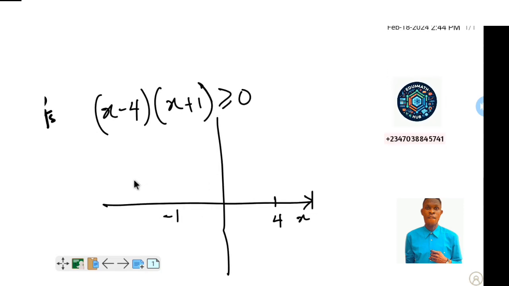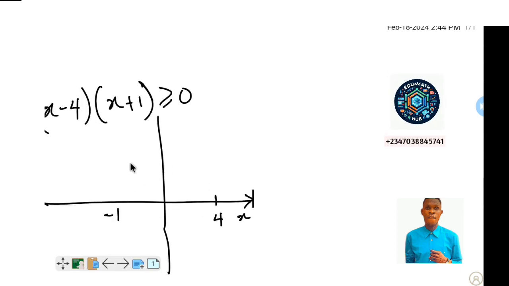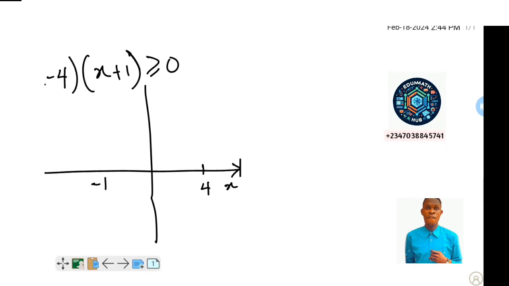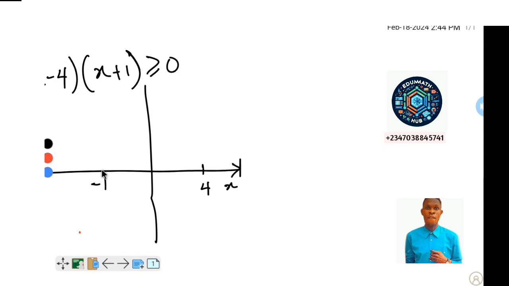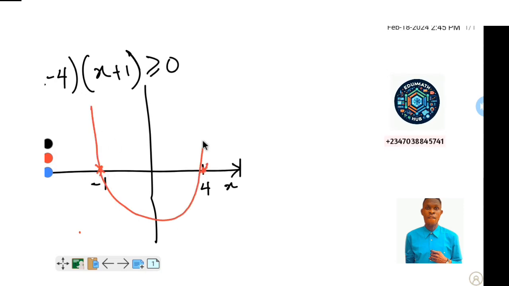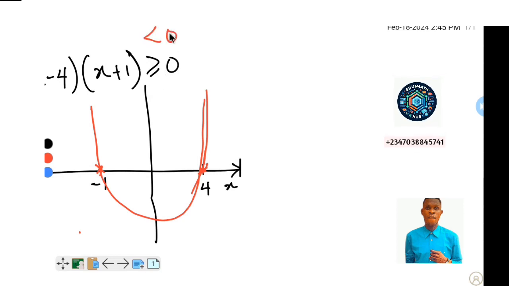Now the next thing to do is to draw a U shape. That U shape will pass through -1 and 4. So if you draw the U shape, it will look like this, going like this, passing through -1 and 4. So they are asking you greater than 0 now. They are not asking for less than 0. Assuming it was less than 0, it will be this region. This is the part of the graph that is below the x-axis.